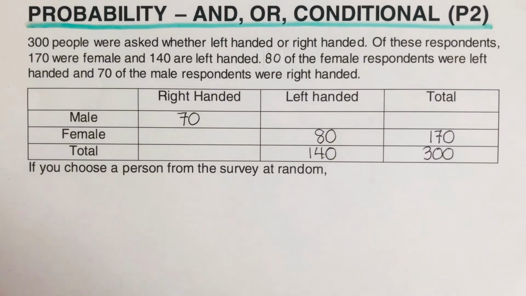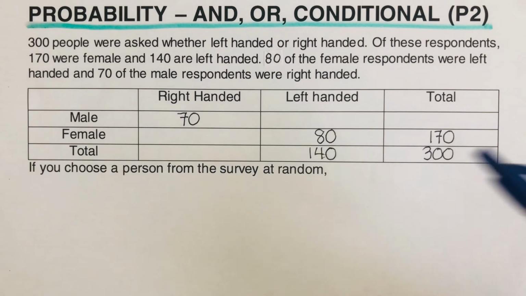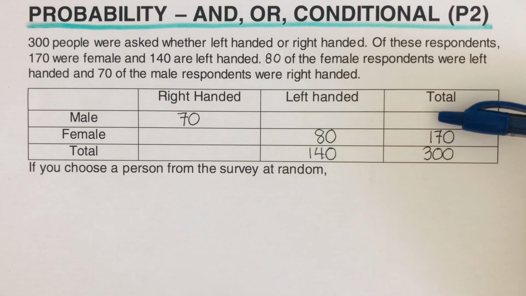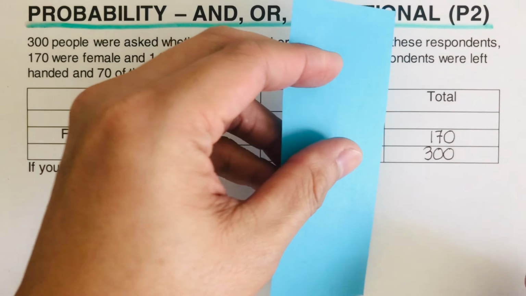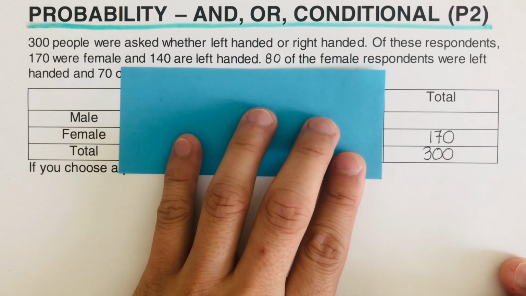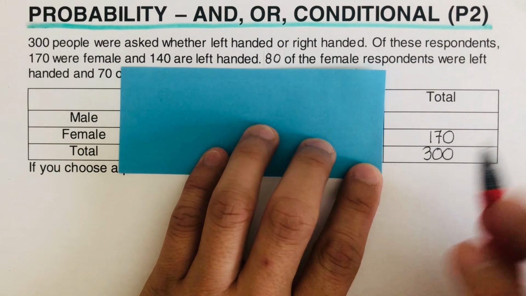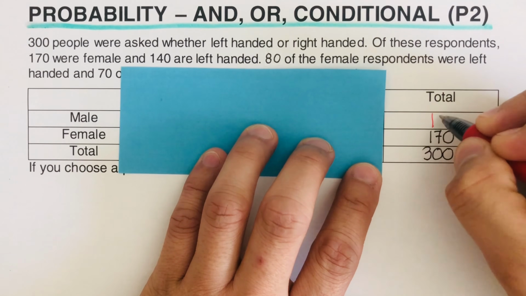So we can determine the rest of them. In order to do that, we always remember that the total for all the columns should be the ones located at the bottom, and the total that we have here should be 300. So we cover one after the other so we can determine the rest of these blank cells. So we start with this. If I were to cover this part right here, the grand total is 300 and we got 170. That means this one right here is 130.